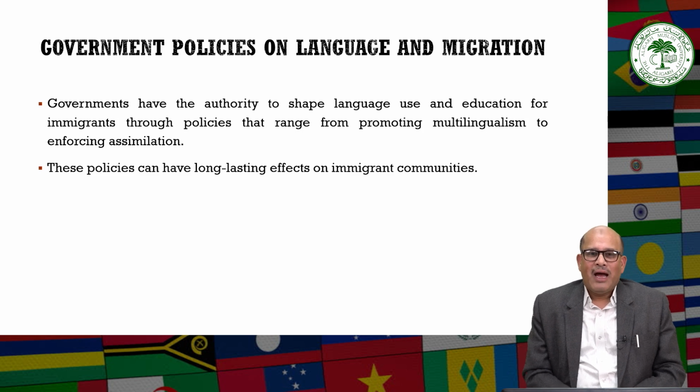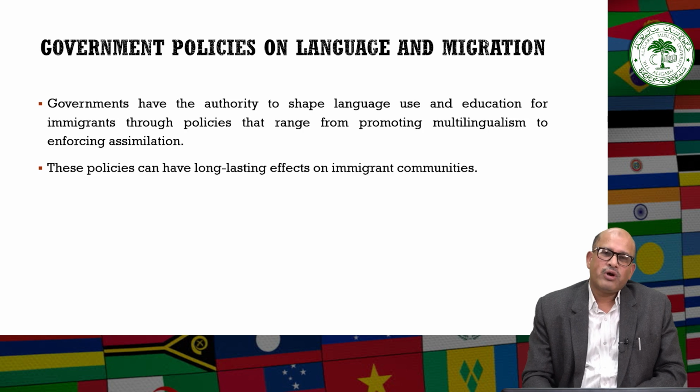Governments have the authority to shape language use and education for immigrants through policies that range from promoting multilingualism to enforcing assimilation. These policies can have long-lasting effects on immigrant communities and their languages, impacting not only how languages are passed down, but also how immigrant identities are formed in a new country.